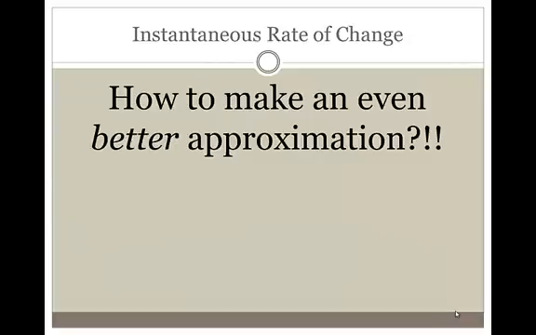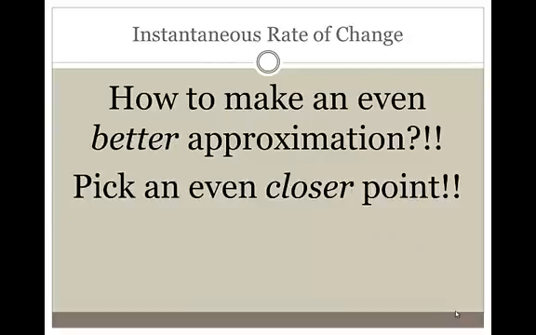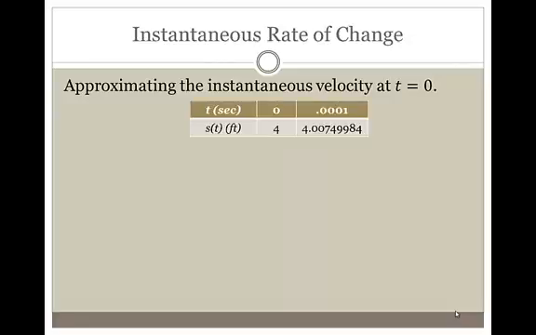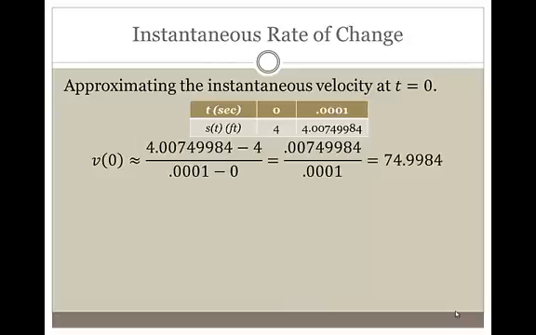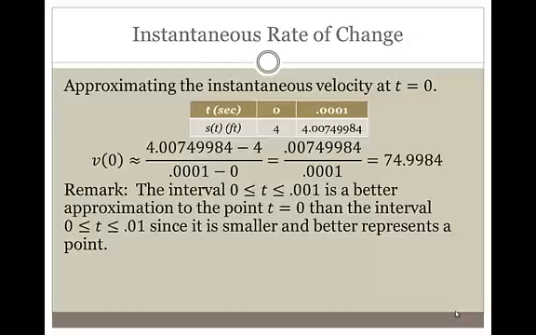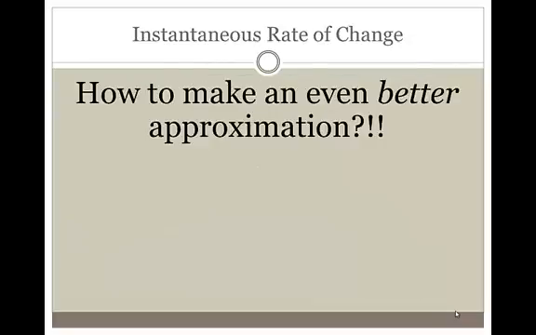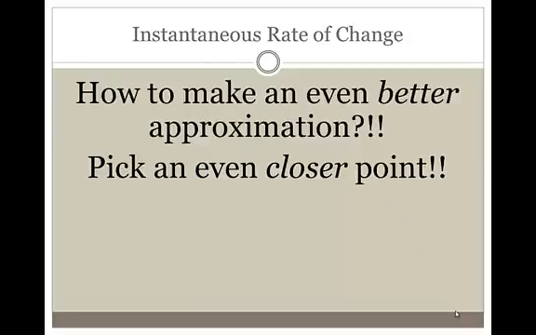And how do we make an even better approximation? We have to pick an even closer point. Let's again approximate the instantaneous velocity at t equals 0 using the interval from 0 to 0.0001. Here in computing our approximation for v of 0, we get 74.9984. Again, this smaller interval is a better representative of a point than our previous interval. So we get a better approximation for v of 0 than we had before. So how do we make an even better approximation? We have to pick an even closer point.